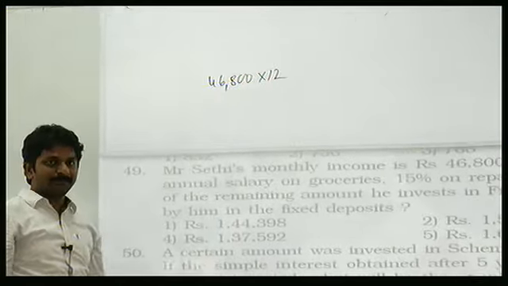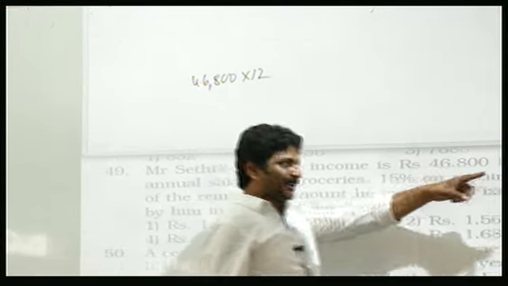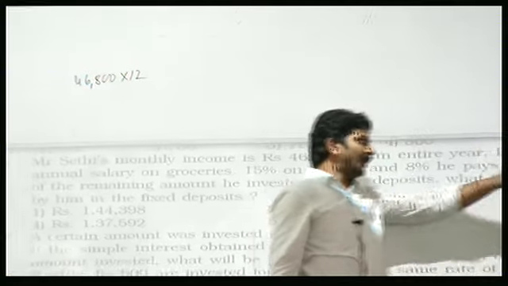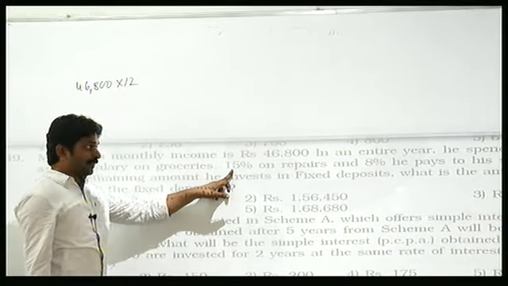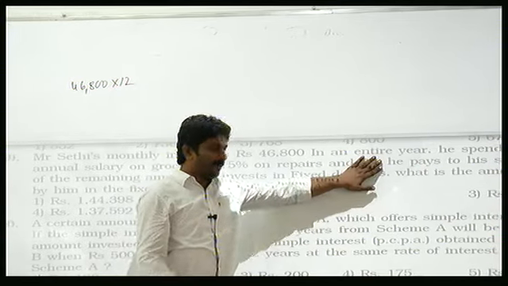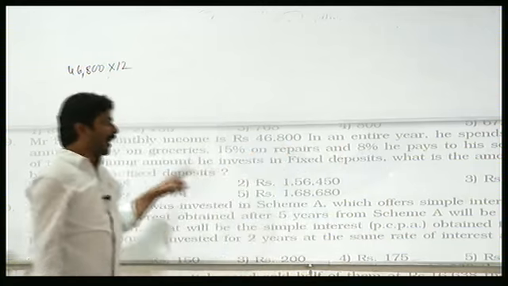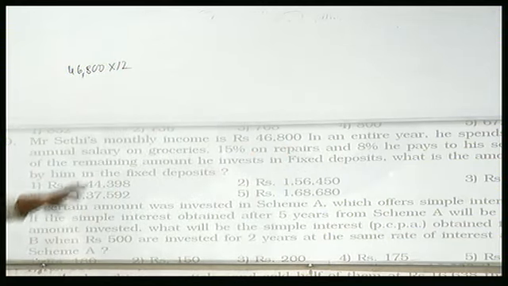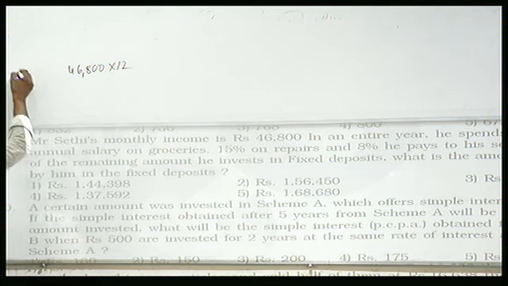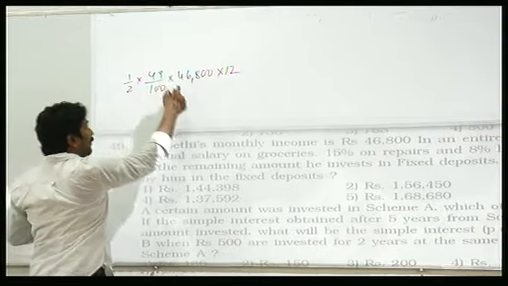This is the total income. Now, out of total income, 28% is spent already here. 28 and then 15, 43, and then 8, 51. 15% is over. Remaining 49%. Out of the remaining, half of the amount is invested in fixed deposit. And you are asked about the amount invested in fixed deposit. That will be half of 49% of this amount.